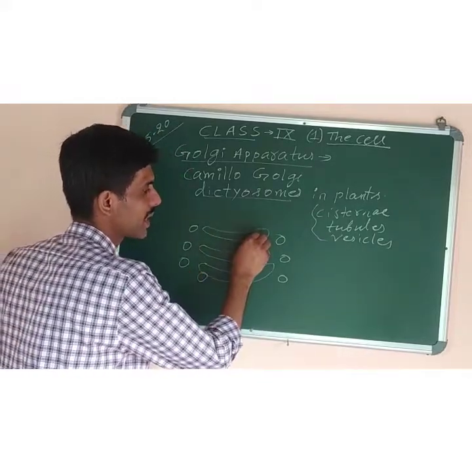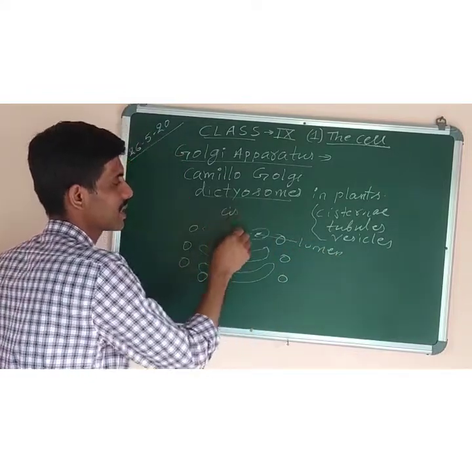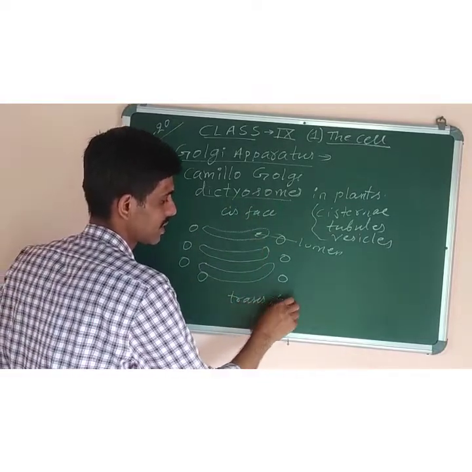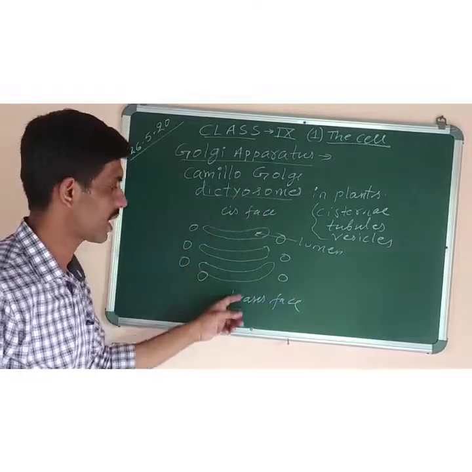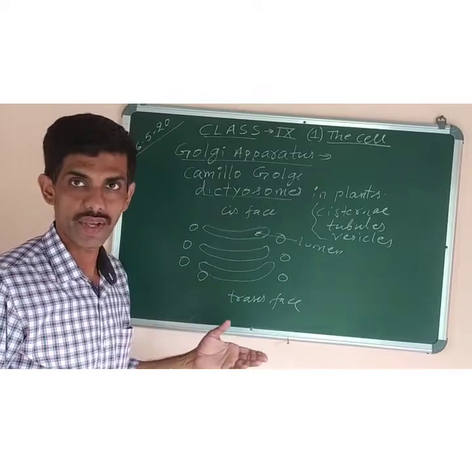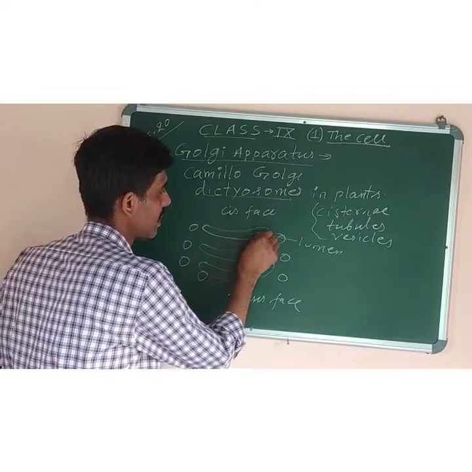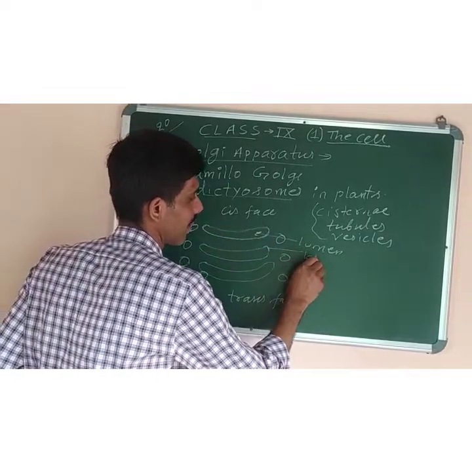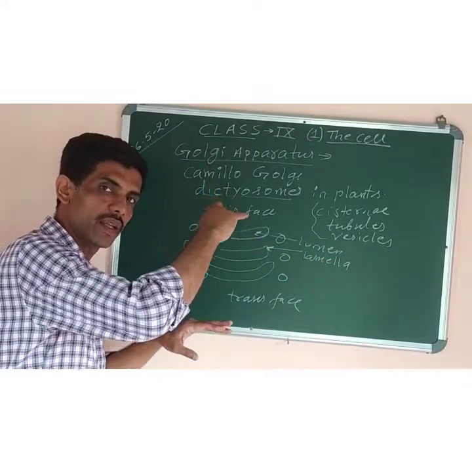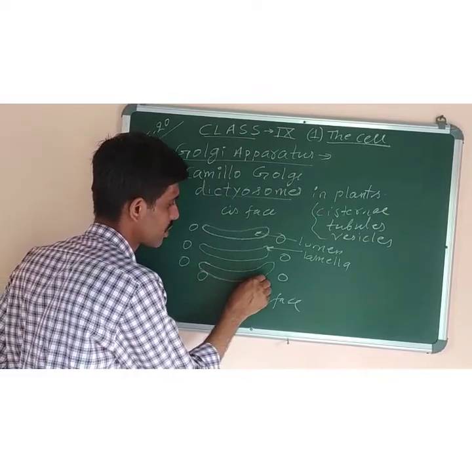Inside it, whatever gap is there, that is called the lumen, L-U-M-E-N. The upper face is called the cis face, and the lower face is known as the trans face. These two are the faces, cis face and trans face. The cis face is the newly forming face, and the trans face is the maturing face. So the lumen is the gap present inside the lamella. Stacks of lamella means one arranged on top of the other, and they are unbranched and membranous, with a membrane.